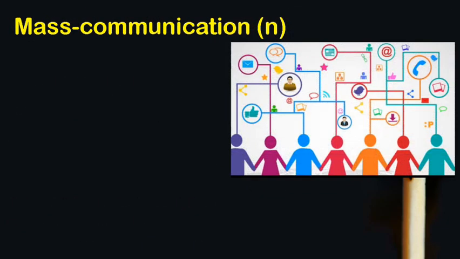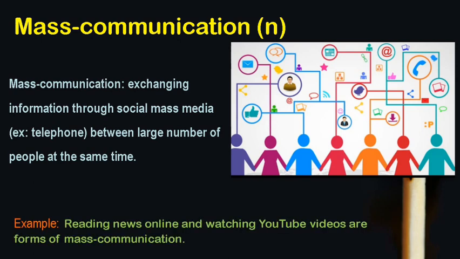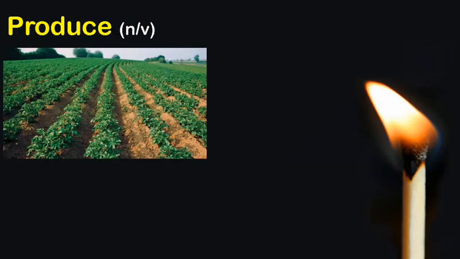Mass communication, it is a noun. This picture summarizes the word mass communication. Mass communication means exchanging information through social mass media, for example, telephone, between a large number of people at the same time. For example, reading news online and watching YouTube videos are forms of mass communication.